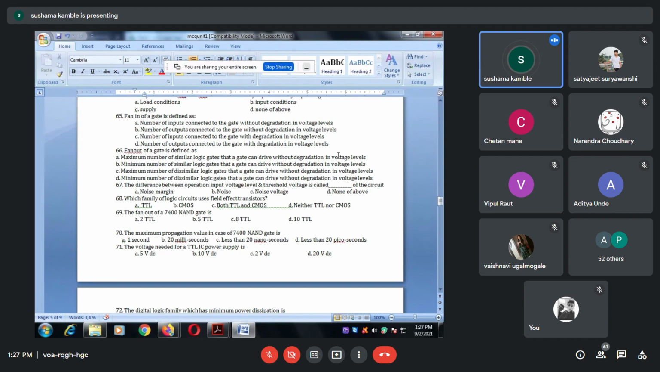Read it carefully. B and C options will already be cancelled because this is the fan in of a gate. So it depends upon the number of inputs connected to the gate, with degradation in voltage levels or without degradation in voltage levels. That will be the only confusing thing, without degradation.